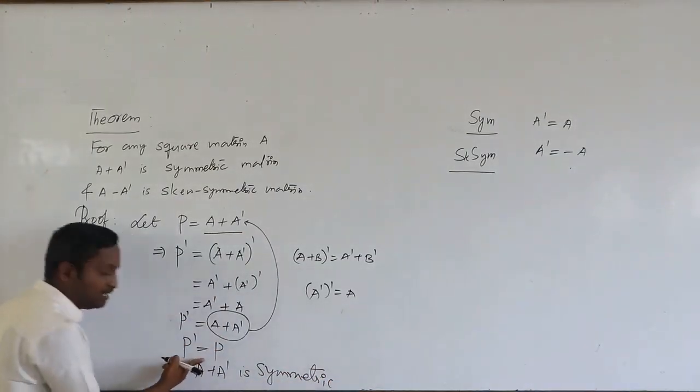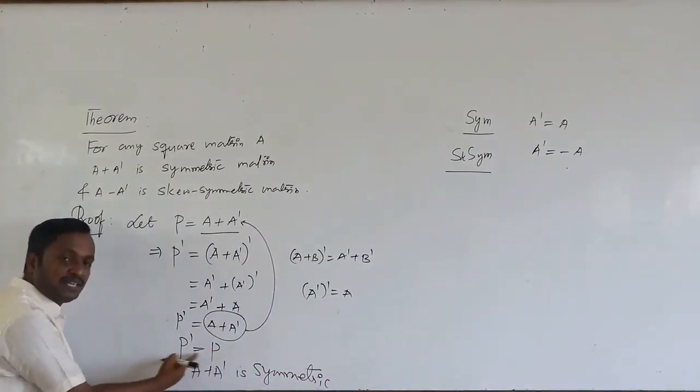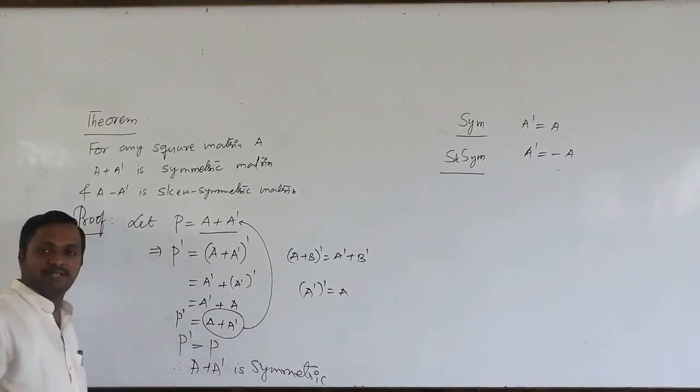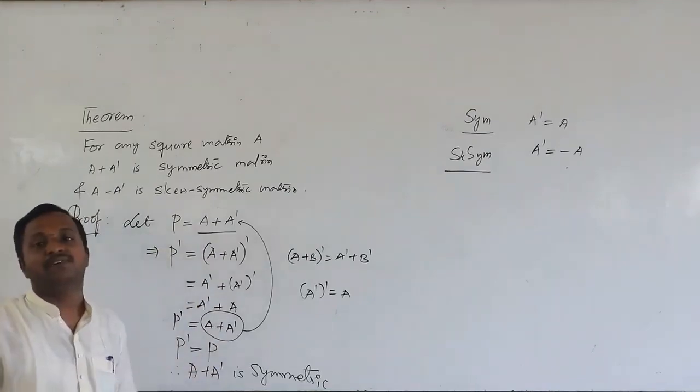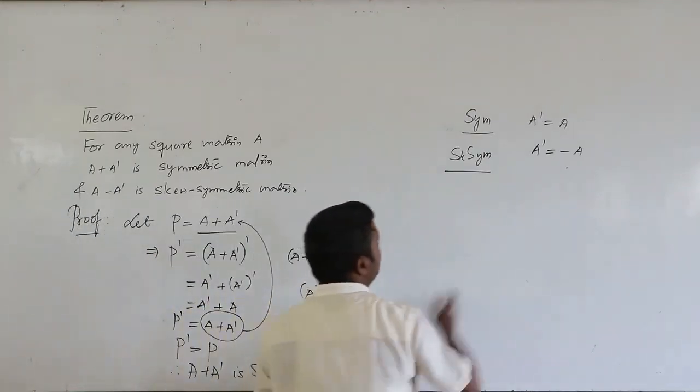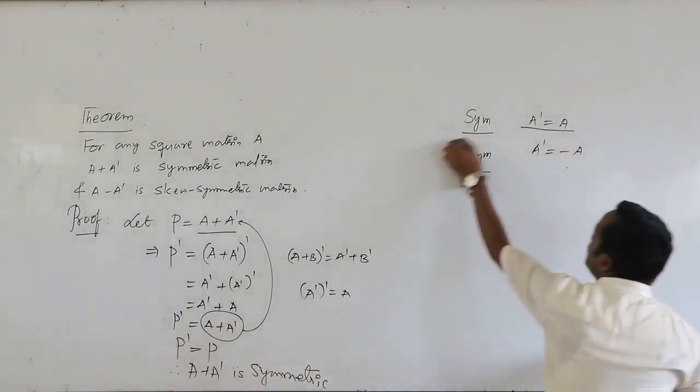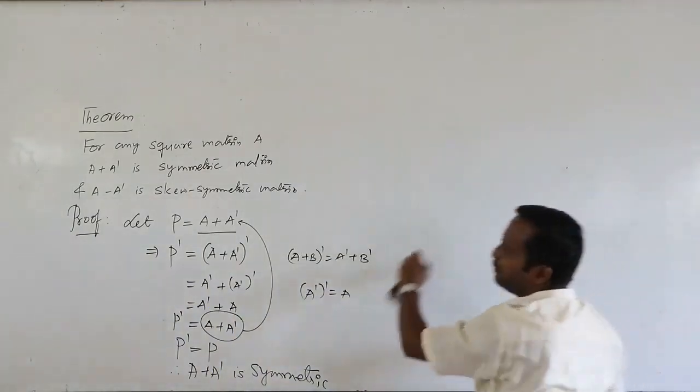What I have written earlier, I have to prove this. P dash equal to P. That means P dash equal to A plus A dash. A plus A dash is nothing but P. This is a proof that A plus A dash is symmetric. Next, we have to move to the second part of the proof.